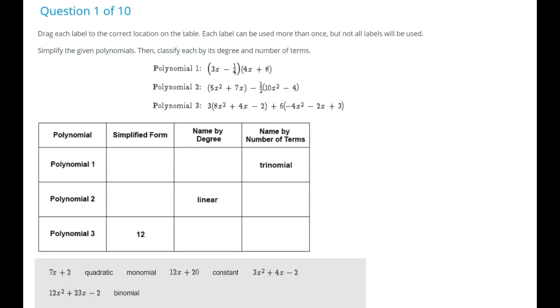Hey guys, this video has been developed to help you with the practice problems for the multiplying polynomials unit that you're doing in Edmentum this week.